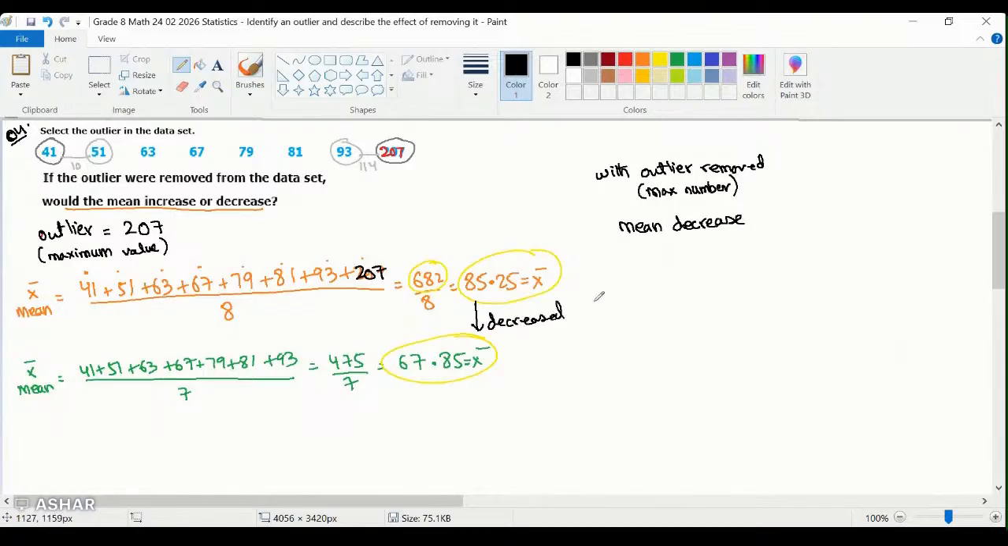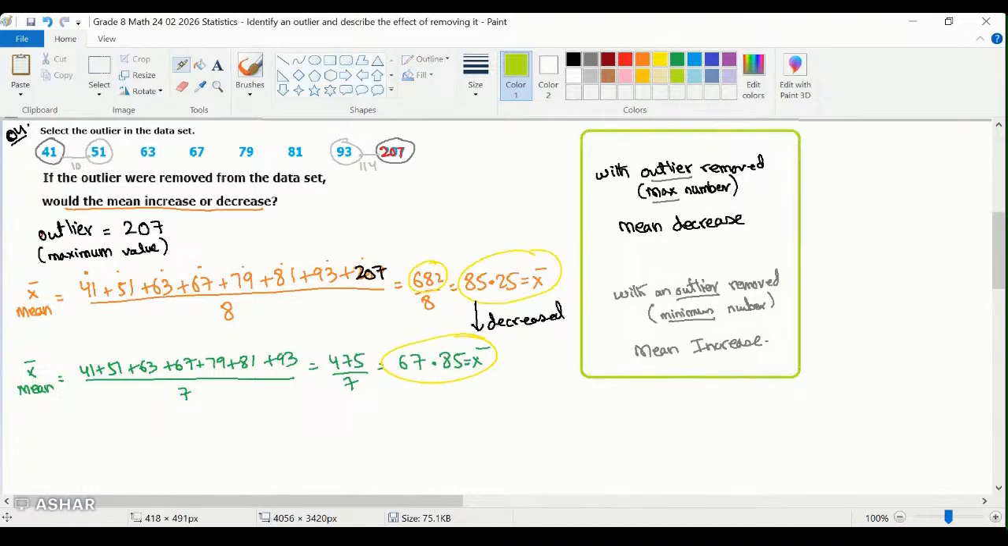Or if I say, with an outlier being removed when the outlier was a minimum number, right? The outlier over here was maximum. In this case, if we consider the minimum, we say the mean will increase. This is the entirety of what we need to remember.